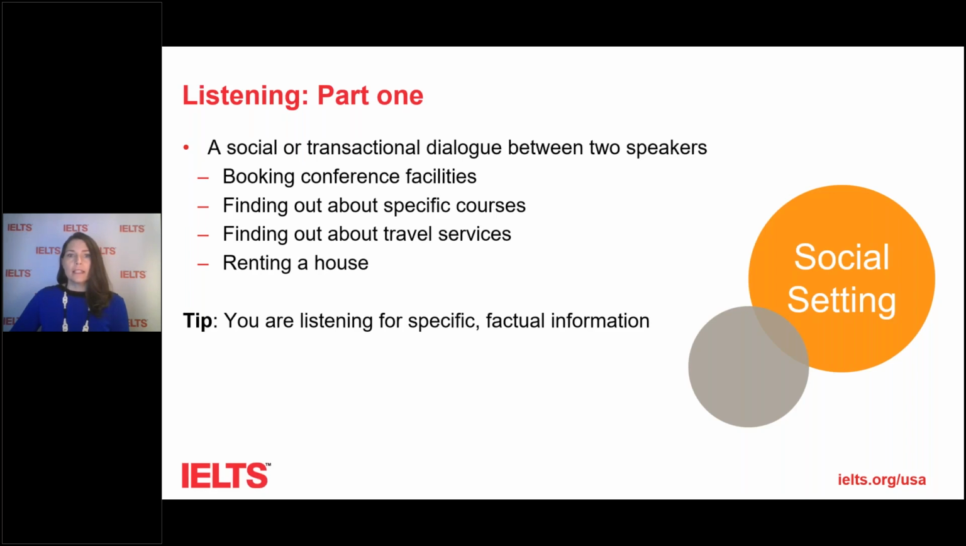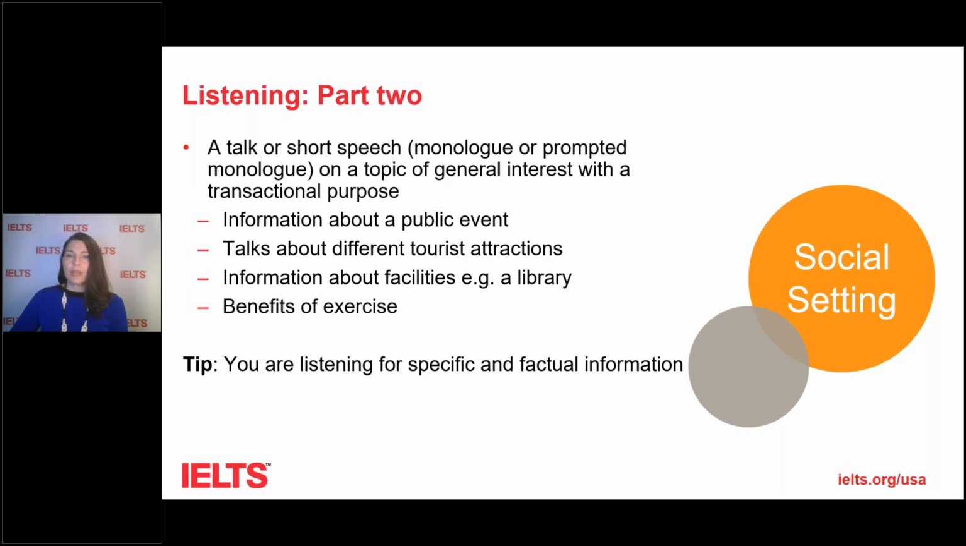So part 1 is a conversation in a social setting. Part 2 is also set in a social setting, but it's a talk or short speech by one person. And it's on a topic of general interest with a transactional purpose. So it might be information about a public event, talks about different tourist attractions, information about facilities like a library, or maybe it's the benefits of exercise. So maybe something that you would hear on a radio program. Here, again, you're listening for specific and factual information.